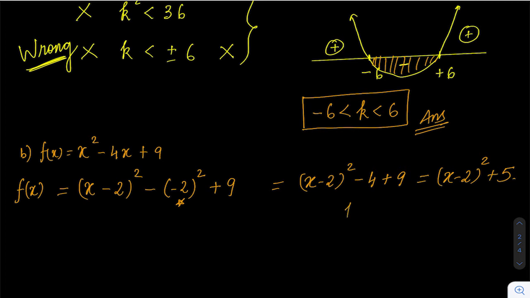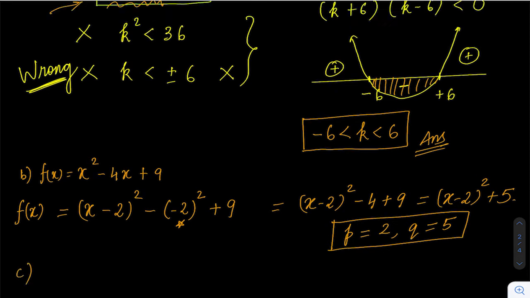Now what's my value of p? So p will be equal to 2. And what is my value of q? q will be equal to 5. So that's my answer to B part. Okay, C part. Now C part is interesting.